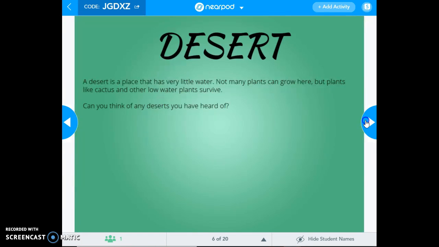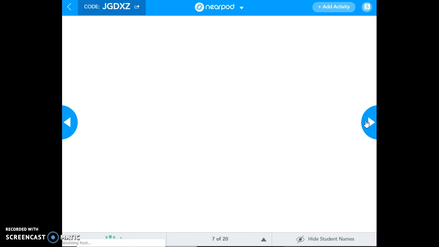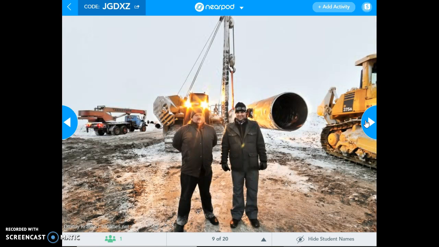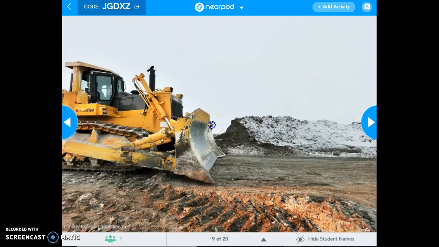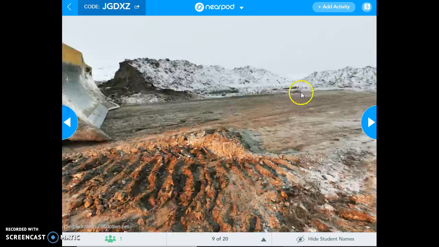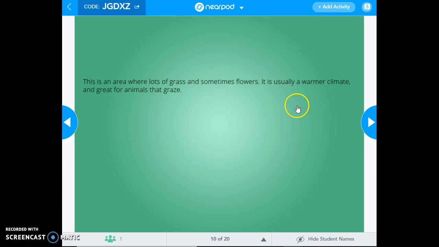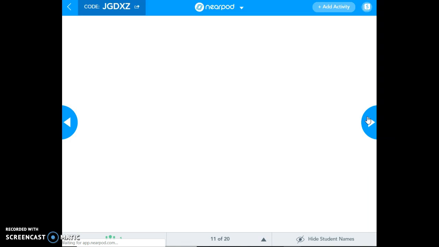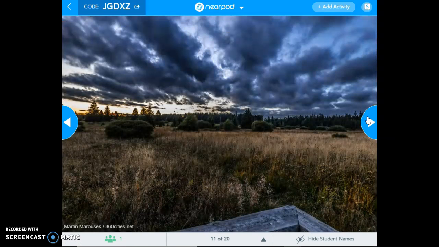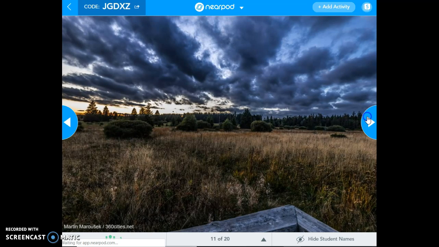There's a desert. Now we can explore the desert. It's a tundra. Look at this cold tundra and all the workers. I wonder what they're doing. Okay. Grasslands. This is areas like Africa where there's lots of grass. Look at all that grass, so tall.